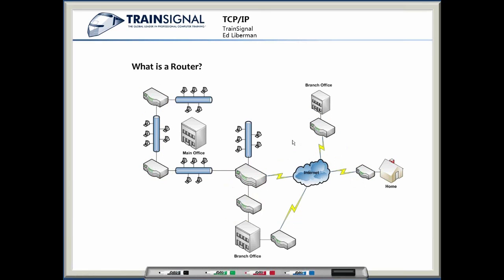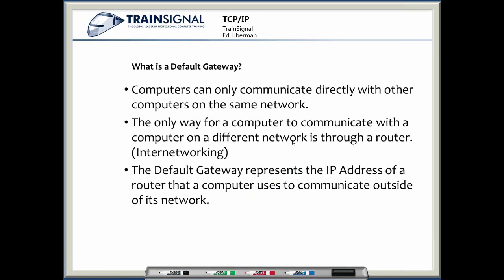Now, why does this matter? Well, because I want you to be familiar with a term called default gateway. Like I said before, computers can only communicate directly with other computers on the same network. If they want to communicate with a computer on another network, it has to be through a router. And this is what's known as internetworking. The default gateway represents the IP address of the router that a computer uses to communicate outside its network. In other words, the default gateway is the IP address of a router that the computer will go to when it wants to leave its network.